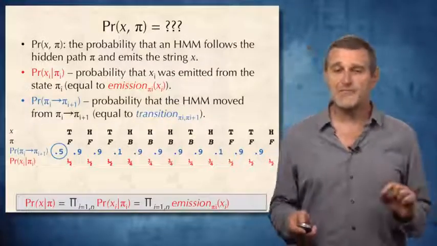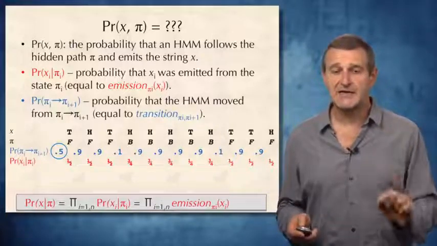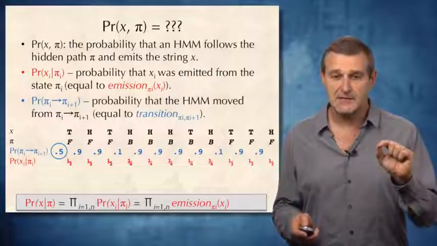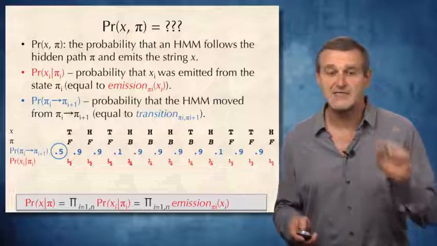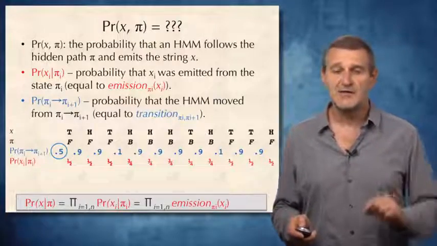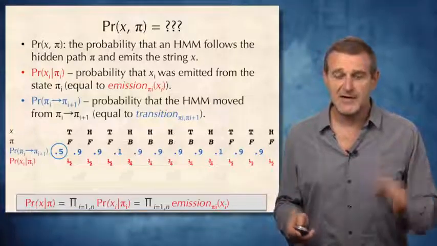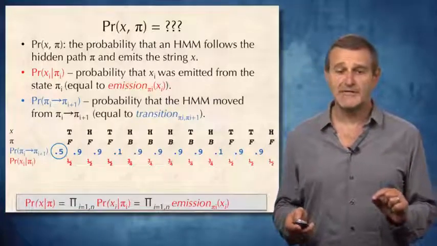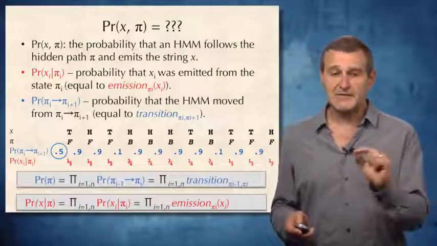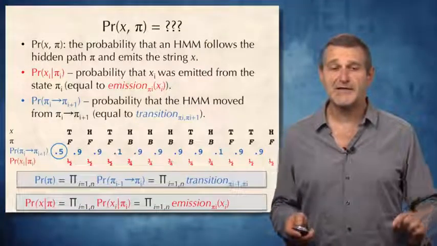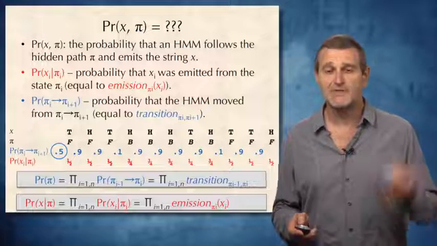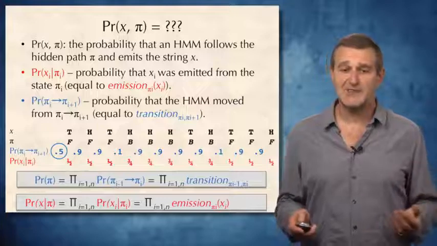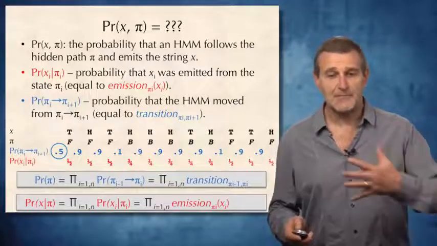We forgot about just one value, which is the probability that our HMM was in the fair or biased state in the first moment. And let's assume that in the initial moment, the HMM was equally likely to be either in the fair state or in the biased state. That's why we add this term 0.5. So after we filled this row, we know that the probability of pi, the probability that the HMM will go through path pi, will be simply the product of the corresponding transition probabilities.